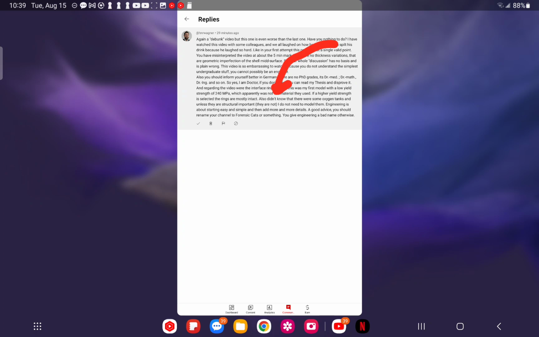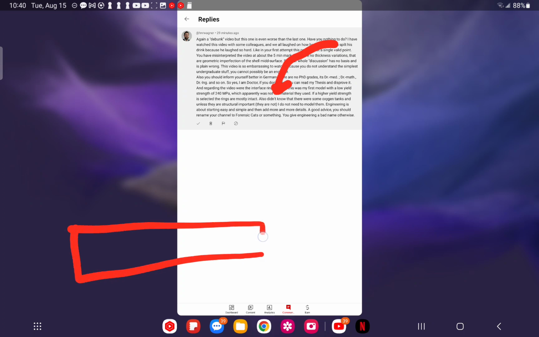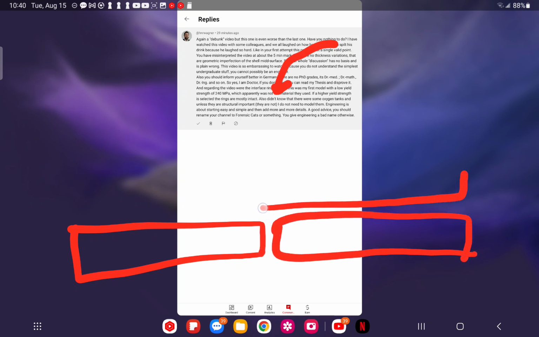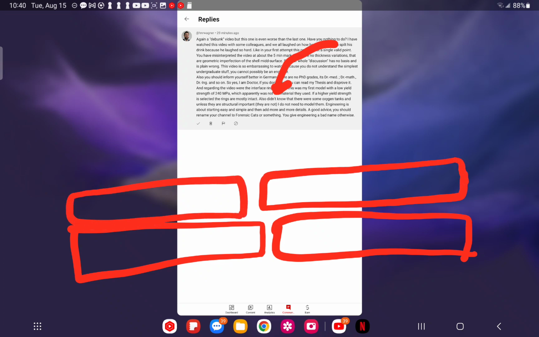I did not know there were oxygen tanks, and unless they are structurally important, they are not. Okay, I do not need to model them. All right, so they don't count. So what do you guys say? How many engineers out there say that you can discount these in your formula, that these tanks can be thrown away, that you don't have to count them in this failure action?